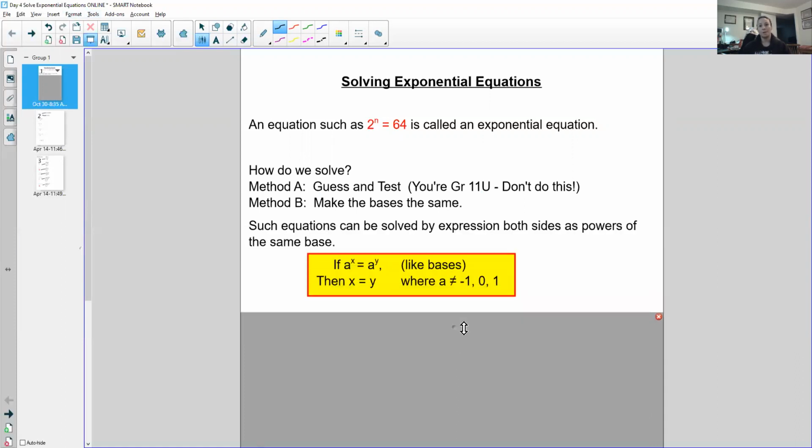So when we are solving equations, if we have two statements where the base is the same in both, then you can state that your exponents are equal to each other. So if the base is the same, the exponents are also the same. And then just a little piece here, just to be formal, you have to make sure that your a value is not 0, 1, or -1, otherwise that statement is not true.